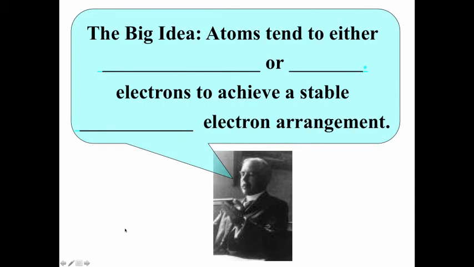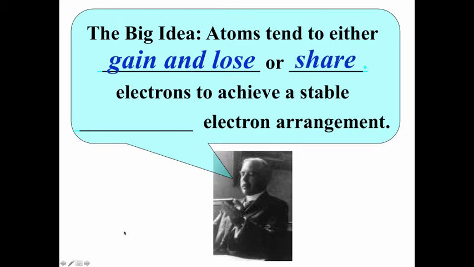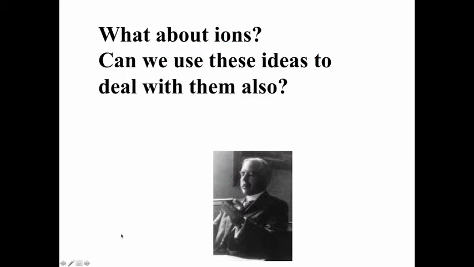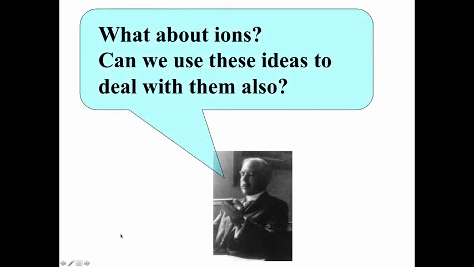Now, the big idea with Lewis's electron dot notation is that atoms either gain and lose electrons or they share electrons, and now we're focusing on covalent bonding, which is sharing of electrons. And in either case, they try to achieve a stable electron arrangement like a noble gas. Okay. Now, can we use this idea for ions as well? And the answer is sure.